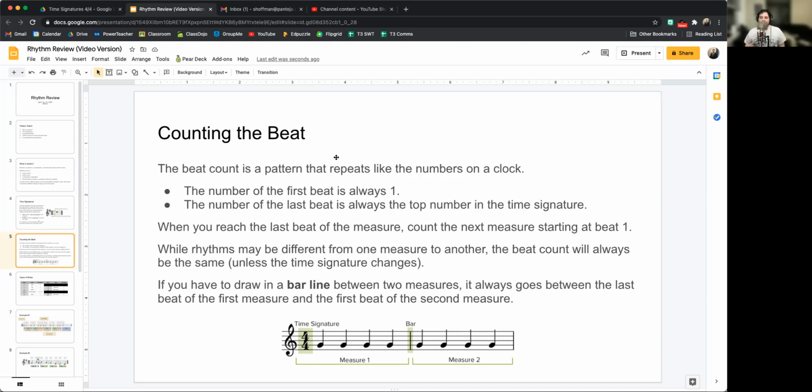If you have to draw in a bar line between 2 measures, it always goes between the last beat of the first measure and the first beat of the second measure. Or, if you're looking at the second and third measure of a piece, then it'll go between the last beat of the second measure and the first beat of the third measure. But you get the point. If you have any pair of measures and you put a bar line between them, it goes between the last note of this one and the first note of that one, just like the picture here.